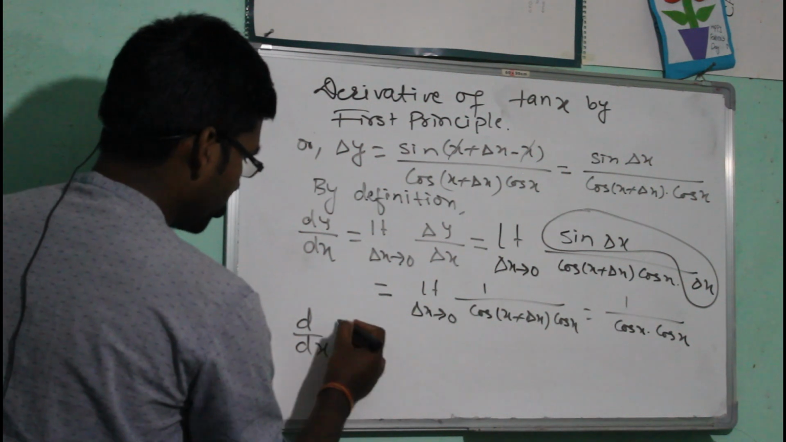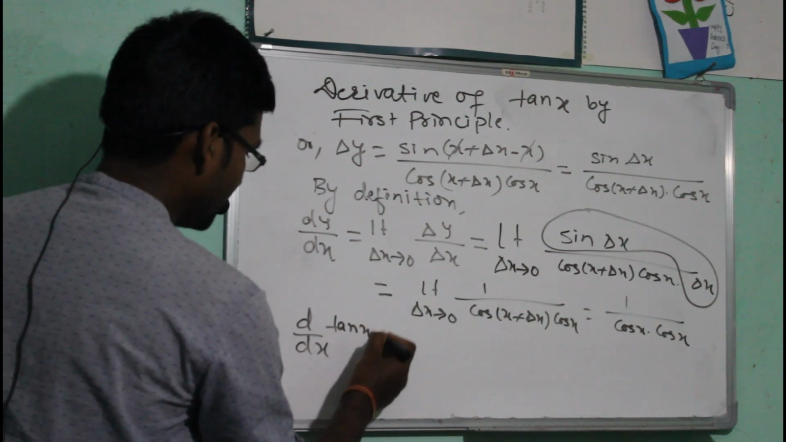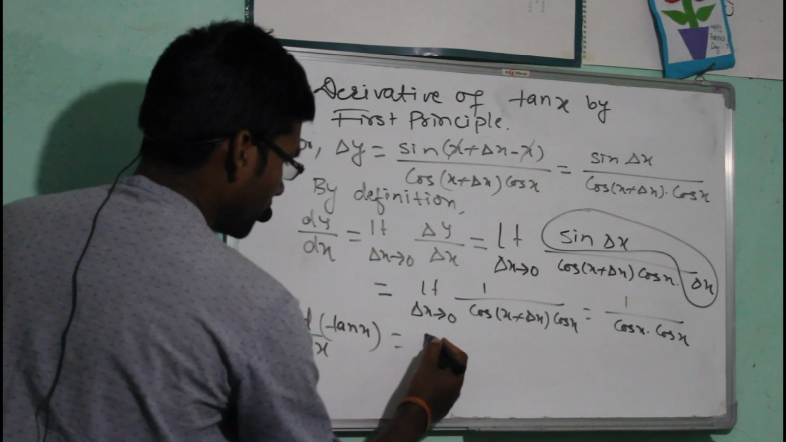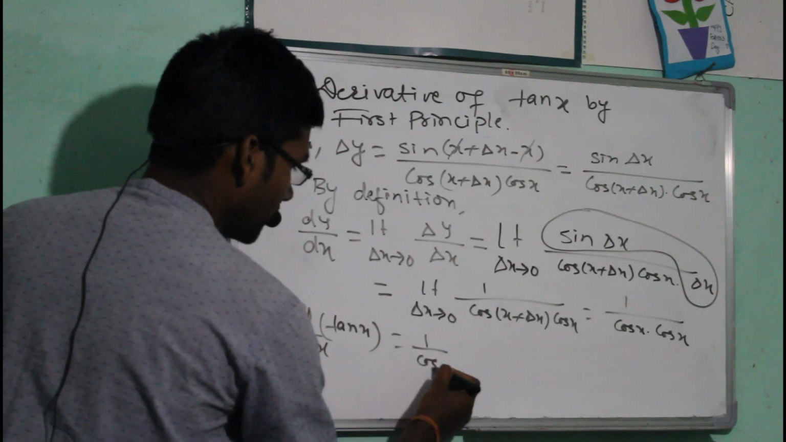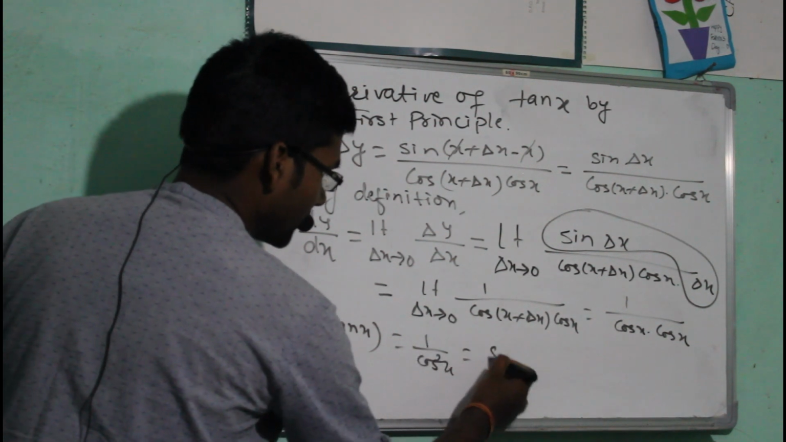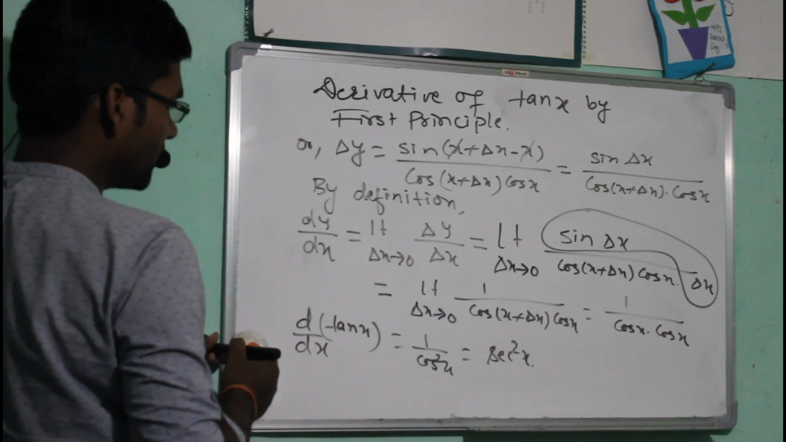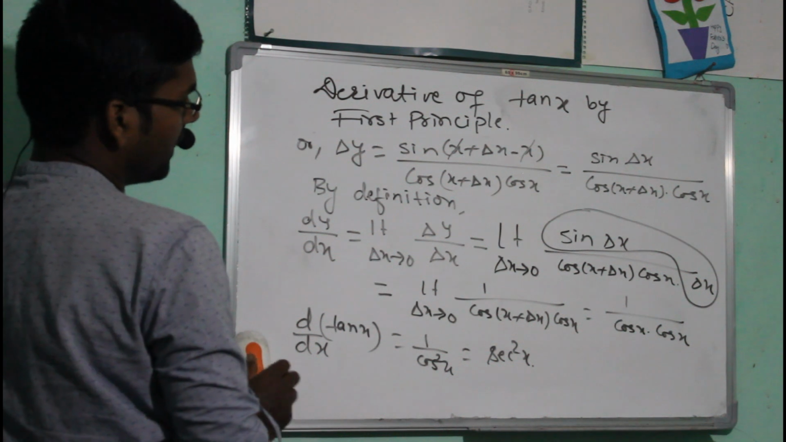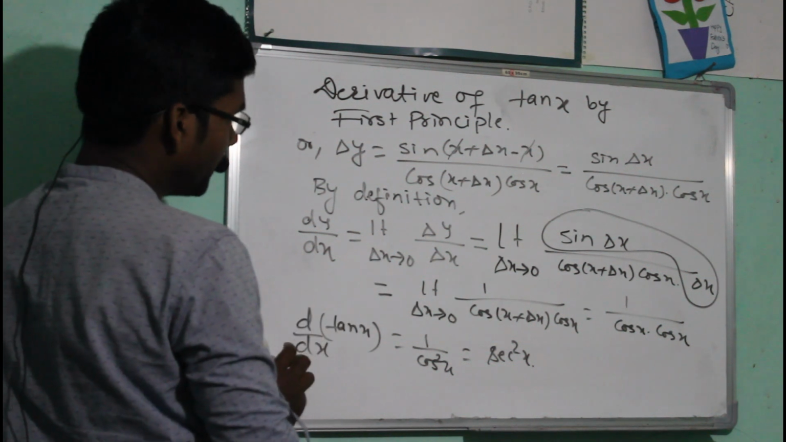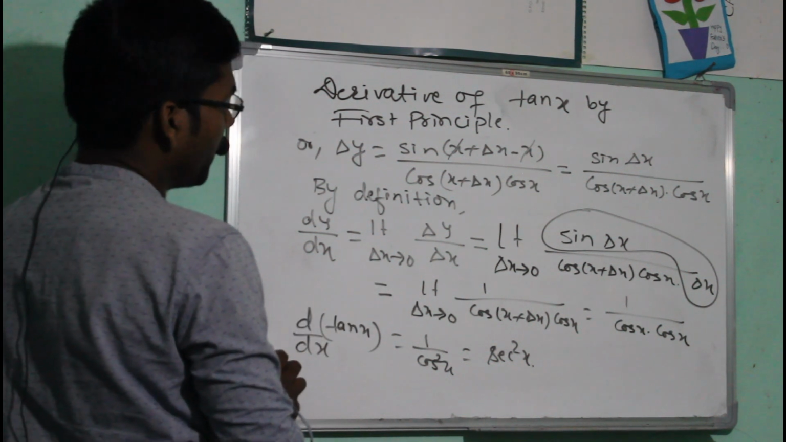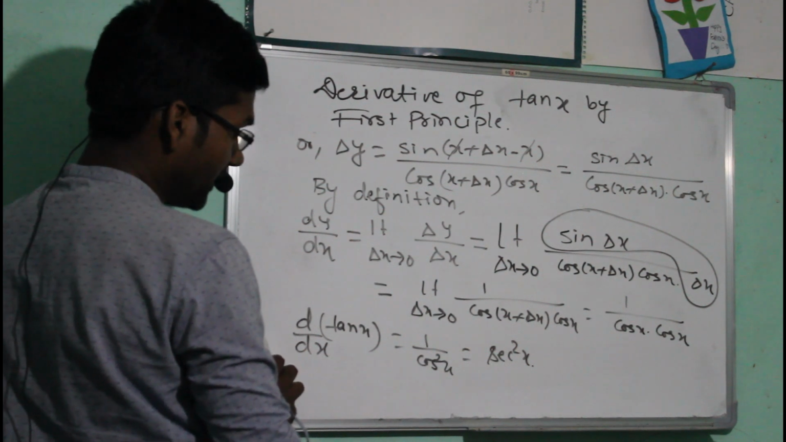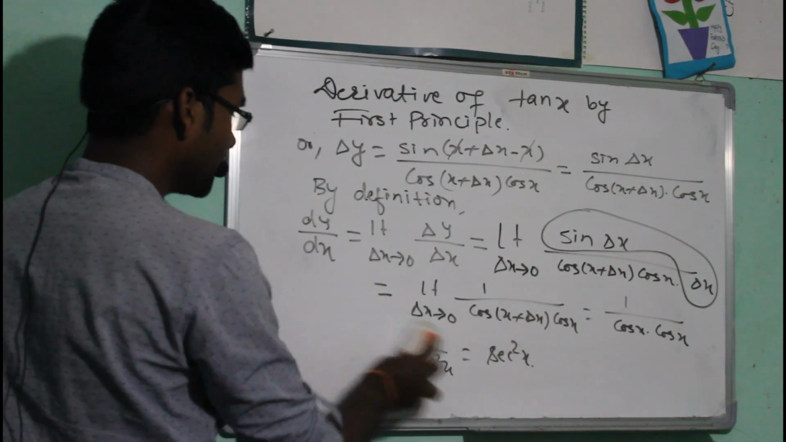derivative of tan x is simply 1 by cos square x, that is sec square x, that is your answer. This is the derivative of tan x, and I have just explained how to find the derivative of tan x by first principle or by definition. So the answer is here sec square x.